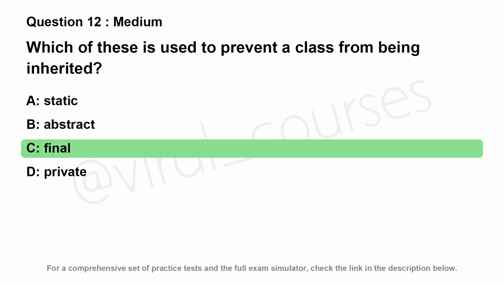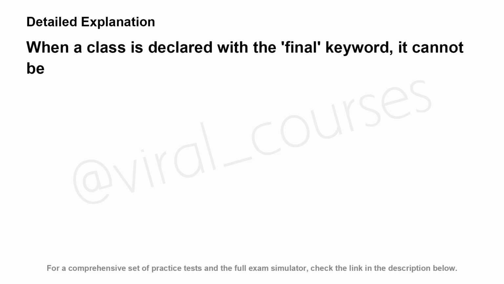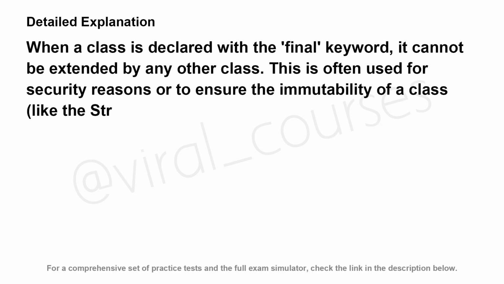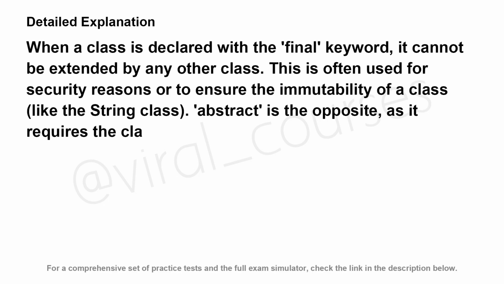The correct answer is C. When a class is declared with the final keyword, it cannot be extended by any other class. This is often used for security reasons or to ensure the immutability of a class, like the String class. Abstract is the opposite, as it requires the class to be inherited to be used.